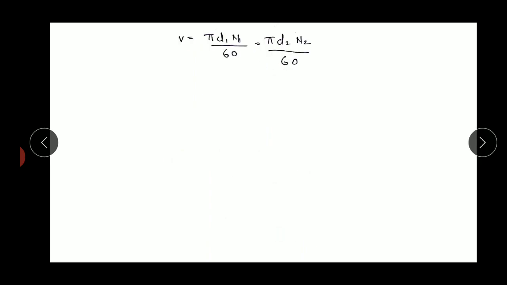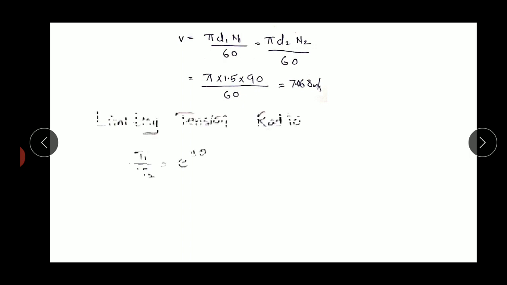Now we can also find the velocity of the belt, pi d1 n1 upon 60 or pi d2 n2 upon 60. Putting all the values, pi d1 n1 upon 60 or pi d2 n2 upon 60, you will get the same values. So we will get the velocity of the belt as 7.068 meters per second.